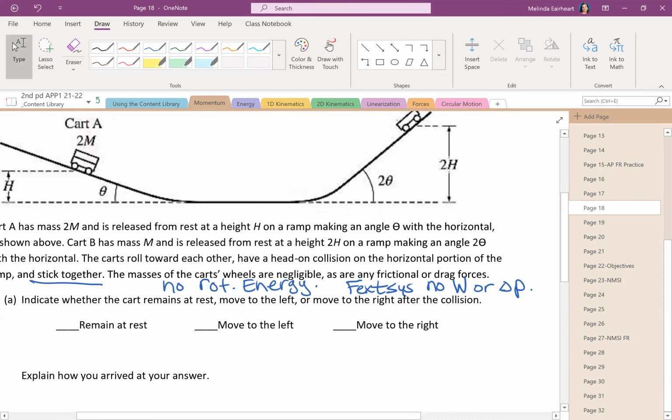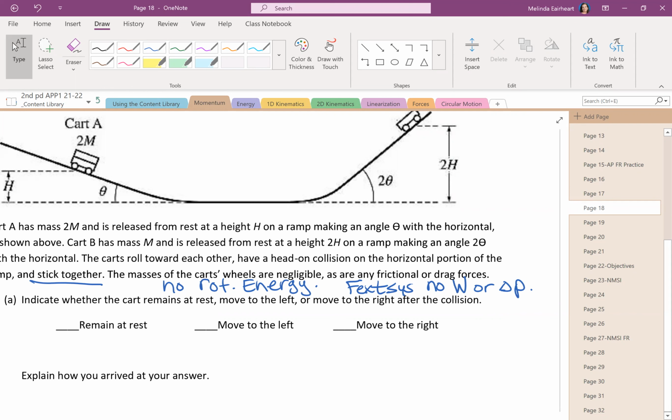State whether the carts remain at rest, move to the left, or move to the right after the collision. And notice we have a checkbox. Maybe there's 1 point if AP is being generous, but usually on a free response question, no points are tied to checking the box. So what happens if you check it wrong? Doesn't matter. No. So what I've heard in the past, now I've never graded this type of question, but what I've heard from other graders is if you check the wrong box, they don't even read what you write.